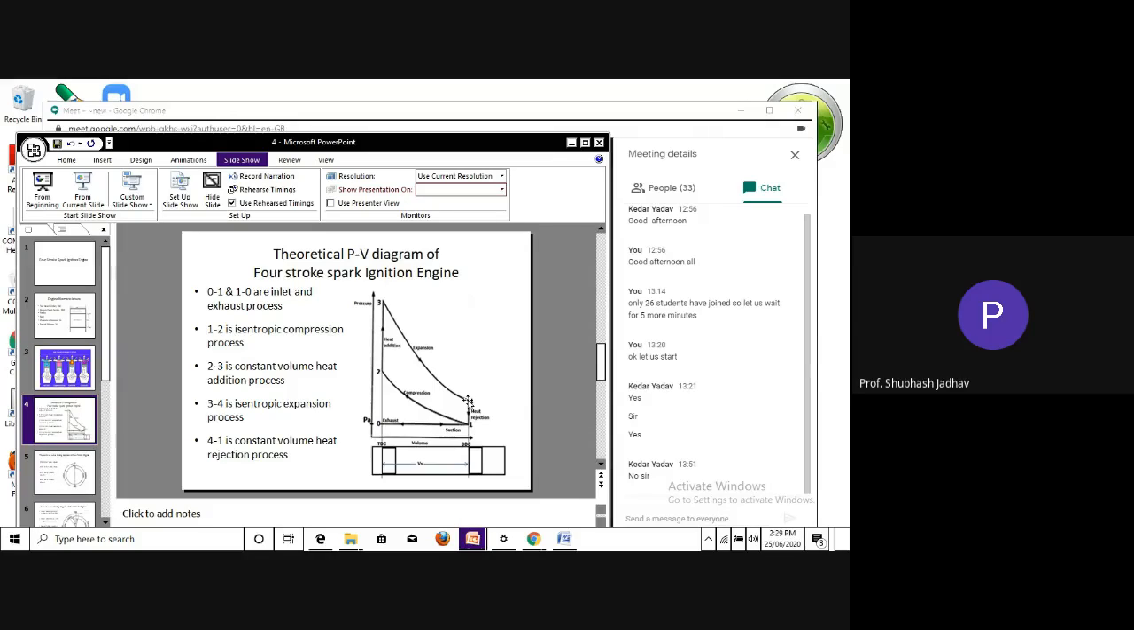Every cycle, new mixture is coming in, and at the end of the cycle, the burnt mixture is going out. But in order to make it thermodynamically amenable to analysis, we have converted the open cycle into a closed cycle. How have we done that? By adding one imaginary process.